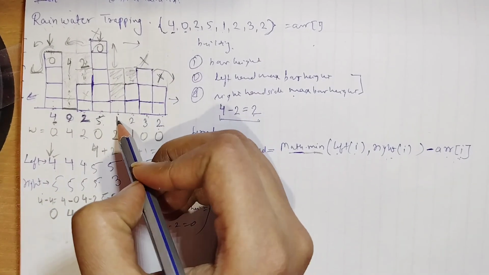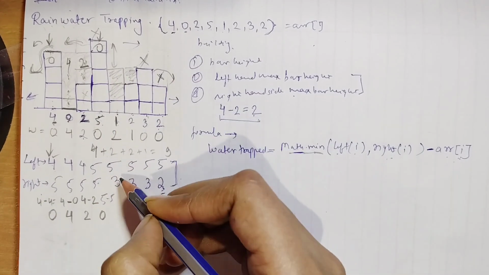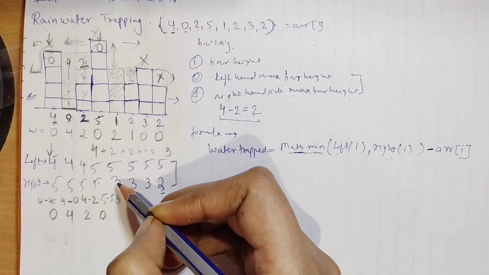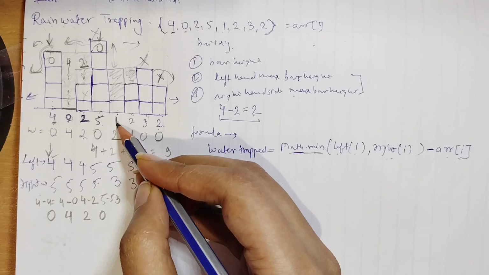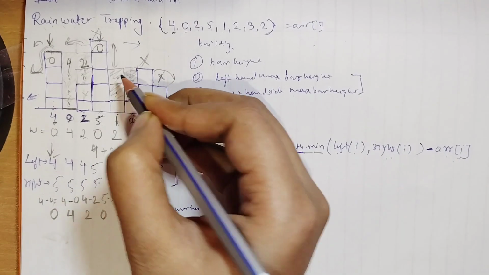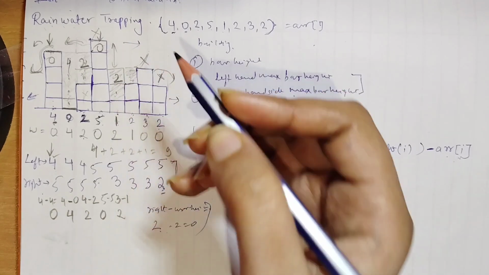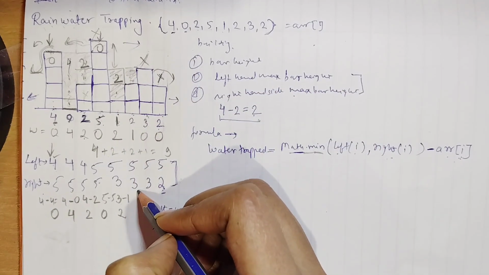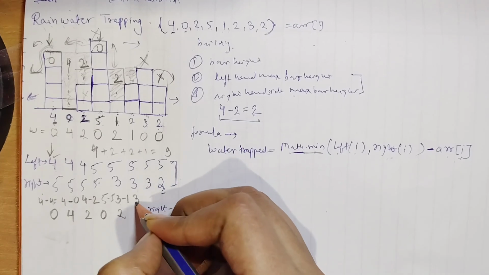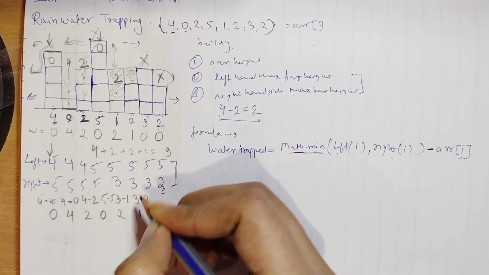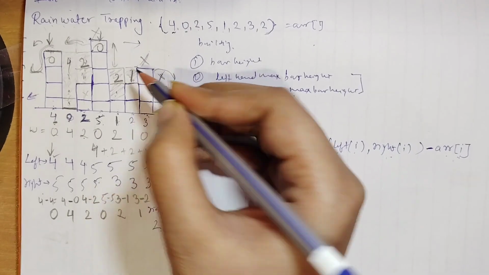Now next is 1. Okay, so for 1, which has the minimum value? Right has the minimum value. So 3 minus our current bar height, that is 1. So 3 minus 1 is 2, which means 2 units of water are trapped here. Now next, 5 and 3 compare, which has the minimum value? 3. So 3 minus our current bar height, that is 2. So 1 unit of water will be trapped here.